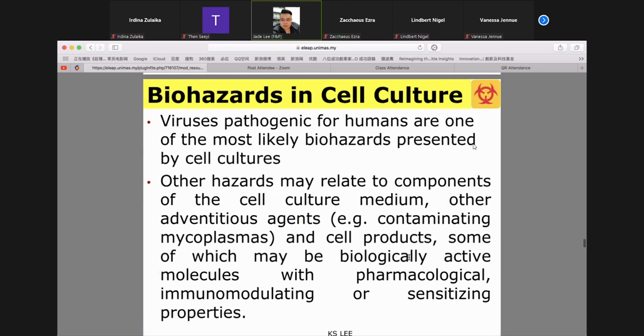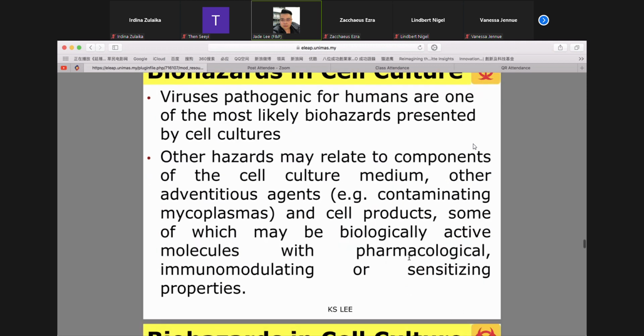For biohazard and cell culture, viruses, especially those pathogenic for humans, are among the most likely biohazards presented by cell culture. Other hazards that may relate to the components of the cell culture media are other adventitious agents such as contaminating mycoplasma, and also the cell products, some of which may be biologically active molecules with pharmacological, immunomodulating or sensitizing properties.